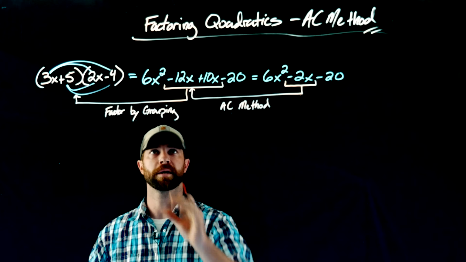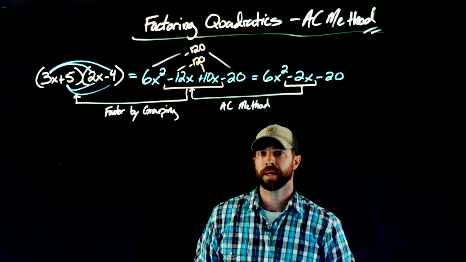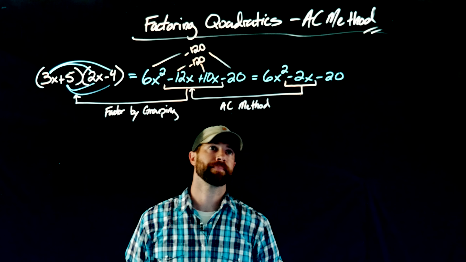But if we take this A and C coefficient and multiply them together, we are going to get negative 120. Every single time that we do this, if we multiply these two middle terms together also, we're going to get negative 120. So in this case, 6 times negative 20 is negative 120, and negative 12 times 10 is negative 120. The little hint is that negative 120 is the result of 3 times 5 times 2 times negative 4, and you can kind of figure out why it works like that.